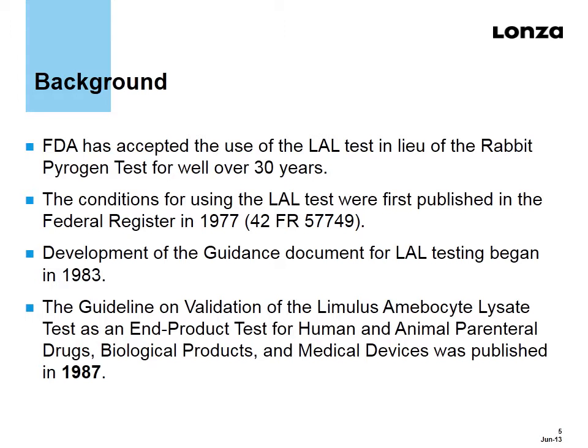Development of the guidance document for LAL testing began in 1983, and the guidance for the validation of the Limulus amoebocyte lysate test as an end product test for human and animal parenteral drugs, biological products, and medical devices was published in 1987.